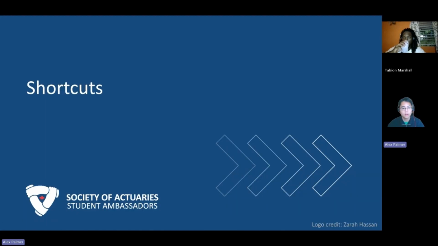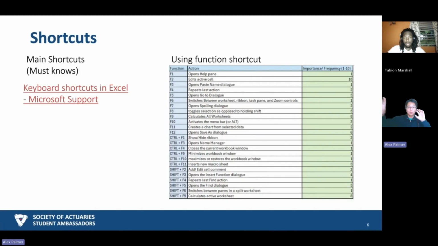Now I just want to go a little deeper into shortcuts. There are two main worlds of shortcuts. On the right, we have the function shortcuts. Every button that starts with an F opens up a different kind of function, and we have here a list of functions and their actions, and also their importance in the right column.